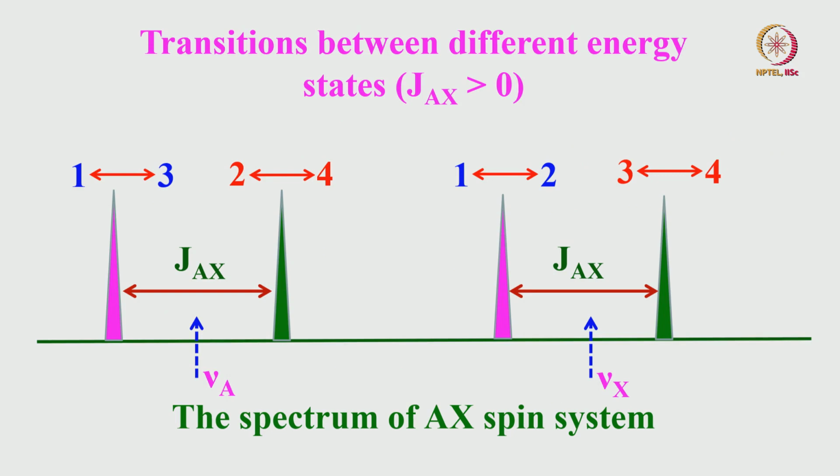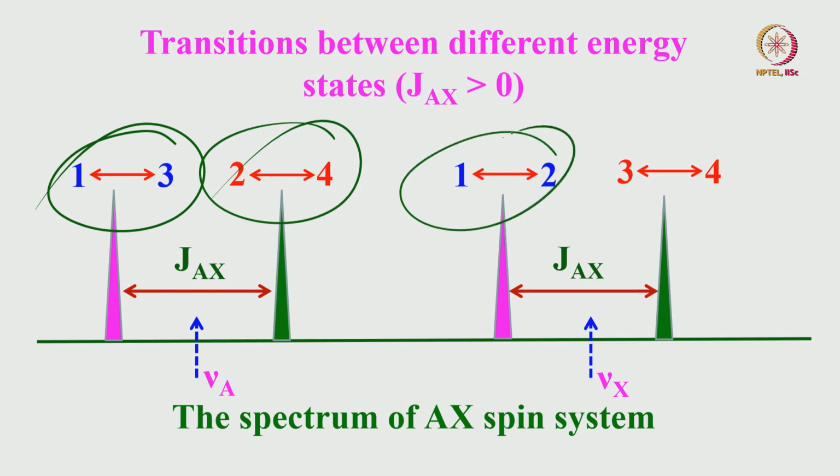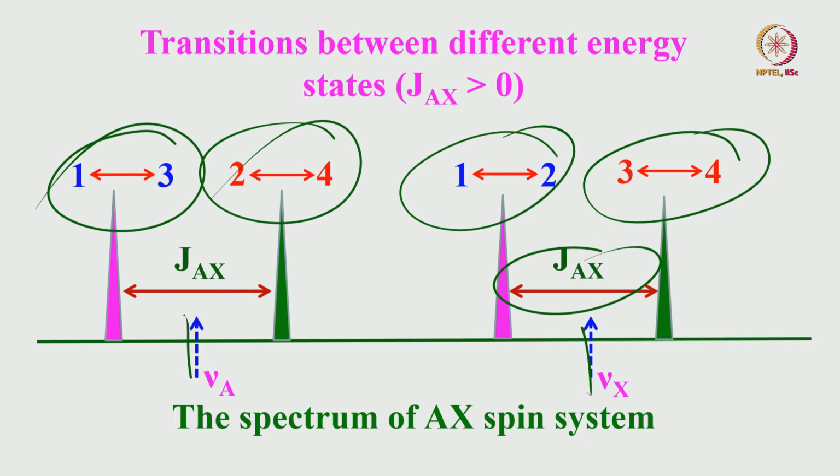So, that is how we get 4 transitions, and I told you transition 1 to 3 is A, 2 to 4 is A, transition 1 to 2 is X, 3 to 4 is X. And this is the 4 lines pattern you expect when the J_AX is greater than 0. This separation gives you the coupling, and this gives you the center of them, the chemical shifts of A and X. This is an example of the spectrum for 2 coupled spins A and X.